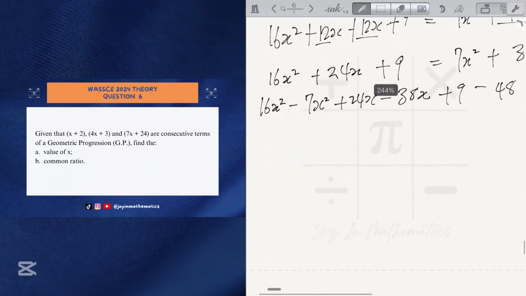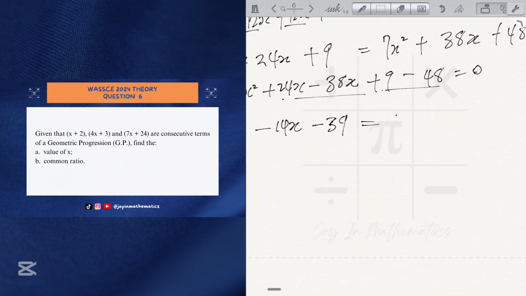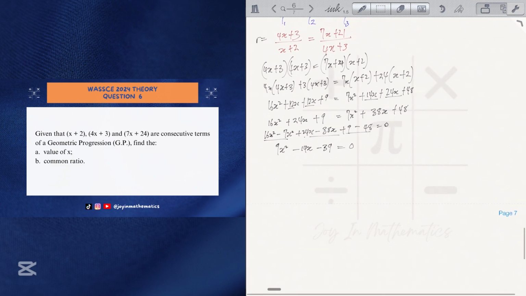So in view of that, 16x squared minus 7x squared, we will have 9x squared. 24x minus 38x, we will have minus 14x. And 9 minus 48, we will have minus 39, and this will be equals to 0. Now we have a quadratic equation.